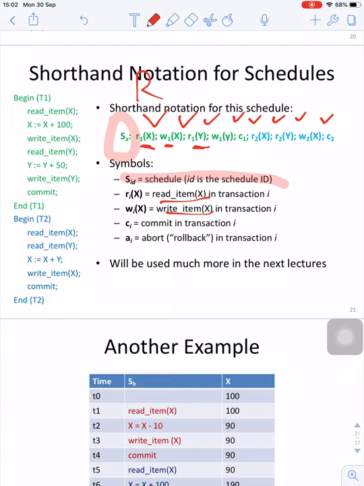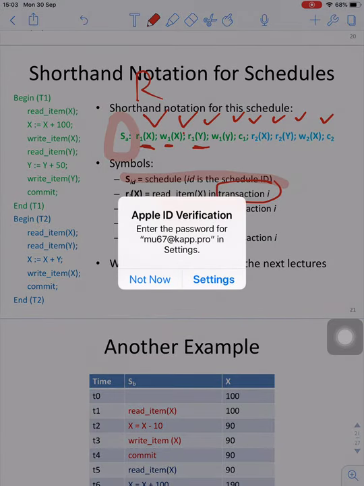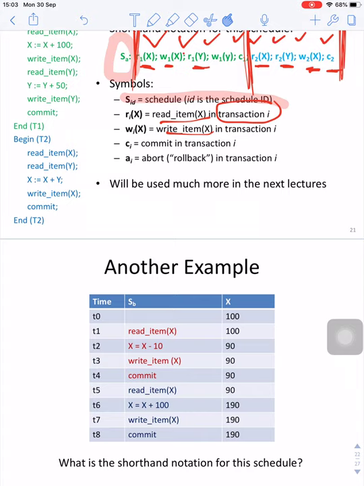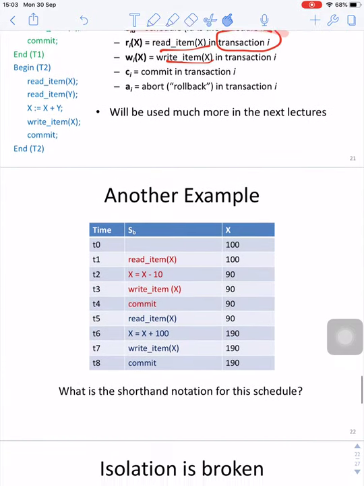It is also worth noting that we use the i to denote the transaction. The actions are read R1(X), write W1(X), read R1(Y), write W1(Y), and then we commit C1. This is all for transaction one. Then for transaction 2, we have read R2(X), read R2(Y), write W2(X), and commit C2. Abort will be used much more in the next lecture.